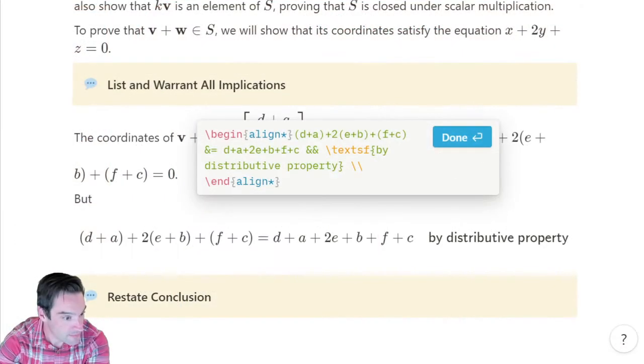Professor, I think you lost a 2. I think I did. It's supposed to be 2e plus 2b. Yeah, it's been a long day for me.